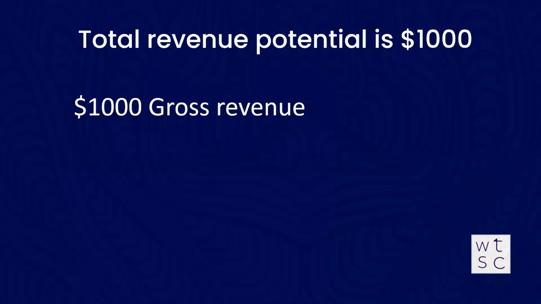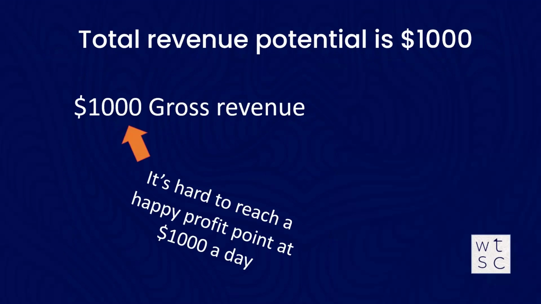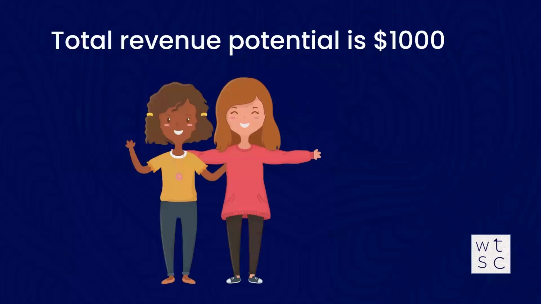So for this particular Saturday, they have time for 4 parties. They book all of them. Let's see. Our total revenue potential here is $1,000. So we've got $1,000 gross revenue. Guys, it's super hard to reach a happy profit point at $1,000 a day. So here we are. We've got that total revenue potential. That is not great, right?